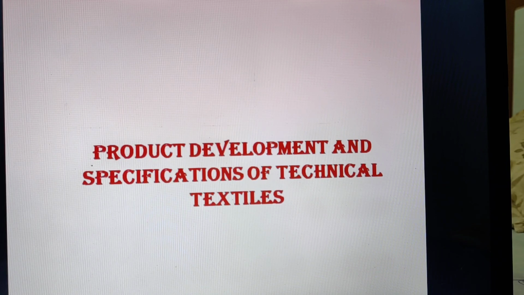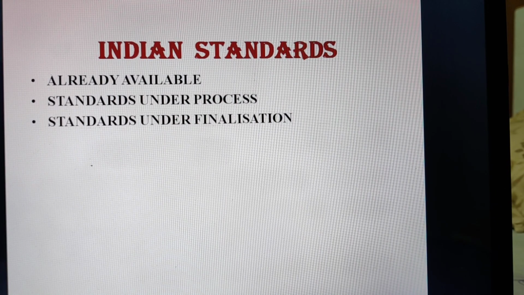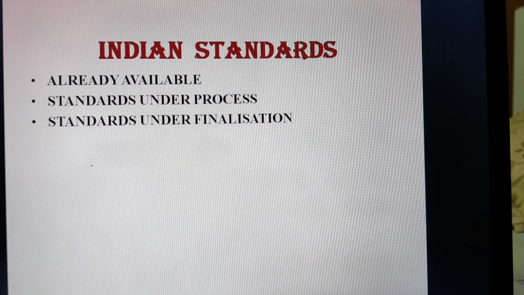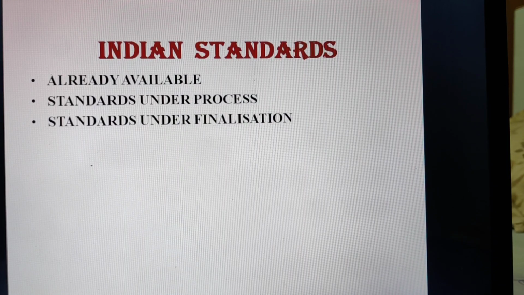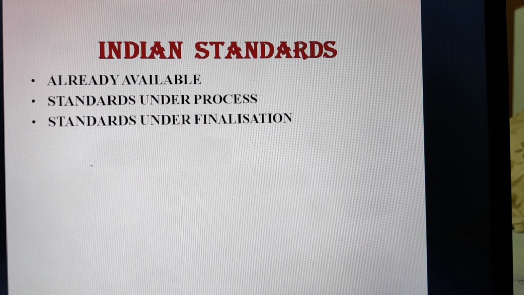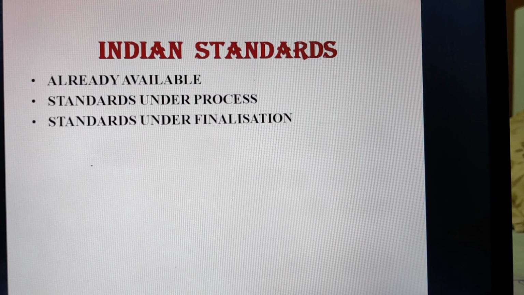And if we talk about the product development and specifications of technical textiles, then the Ministry of Textiles is really trying to boost up the manufacturing of technical textiles, and various bodies like BIS, Bureau of Indian Standards, are coming out with the specifications of technical textiles. Most of the standards are already available in India, and they have been prepared by BIS. And then some of the standards are under process or under finalization, and that is a continuous process, and they are improved from time to time.